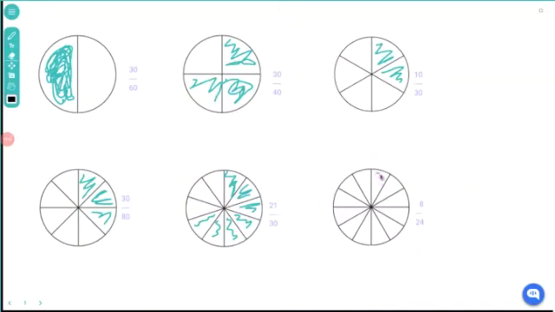So 2, 4, 6, 8. Well done. We've shaded in 8 over 24. So this is how we work out how to shade in fractions.